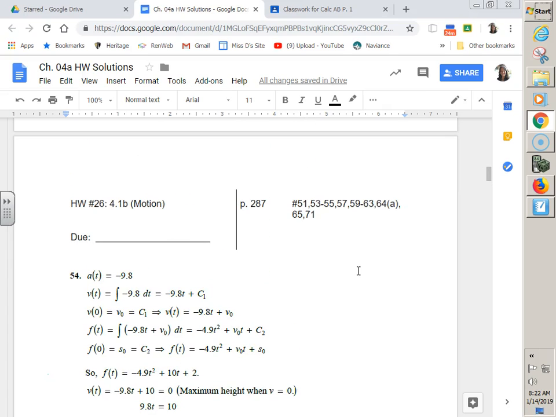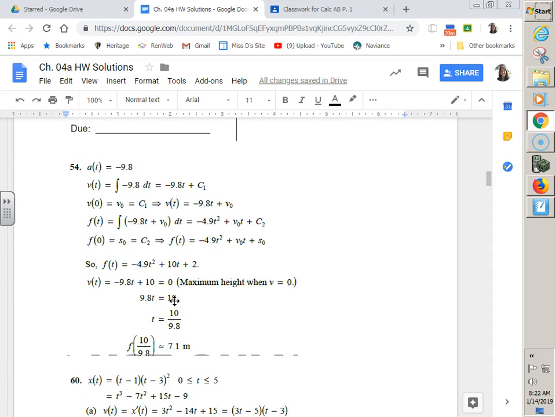Oh, yeah. Wait a minute, there's a 4.1b. What do you guys see with that title? Motion. And all of a sudden, instead of f double primes and f's, what do you see? A is for acceleration and v is for velocity. And any physics people out there know why negative 9.8 might be a given? It's gravity, meters per second squared. Go team.